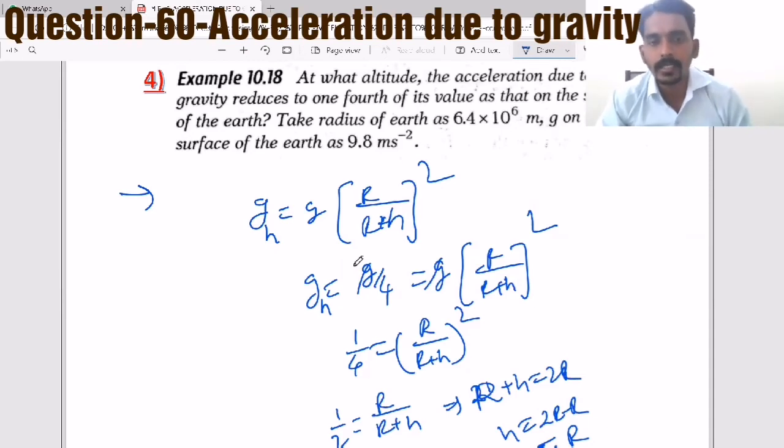So when H is very lesser, then G also changes very small amount. In that case only you have to use that G at any height H equal to G into 1 minus 2H by R formula.